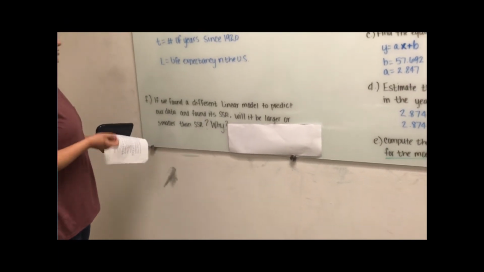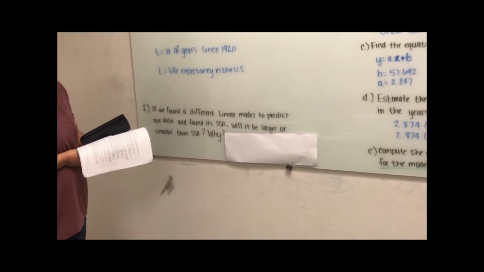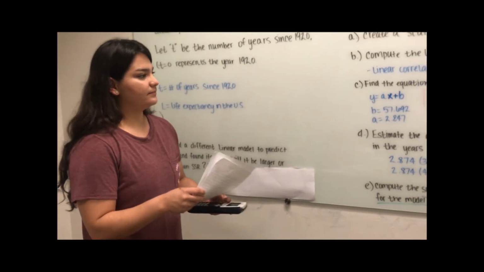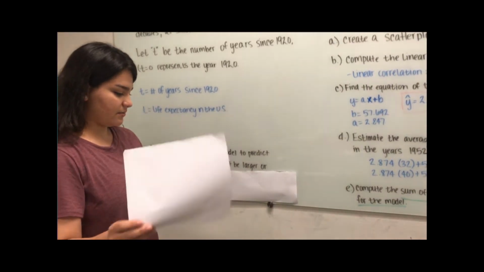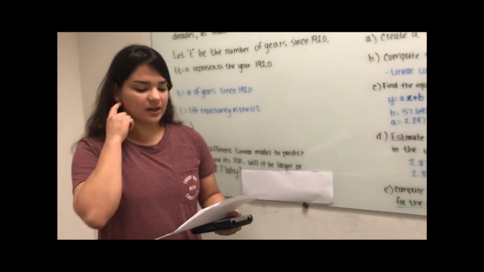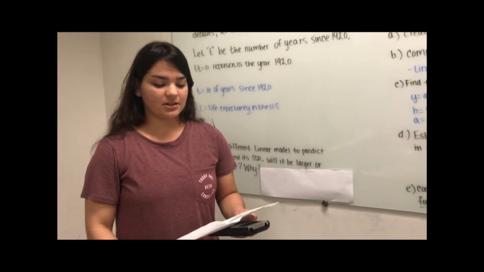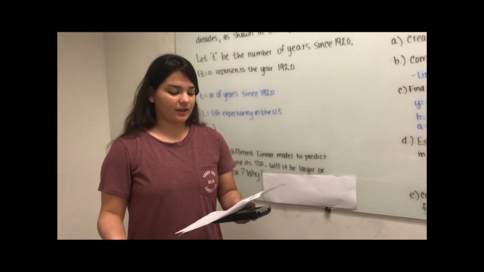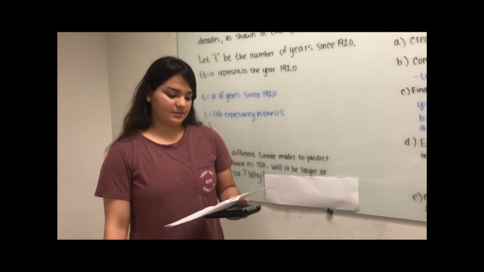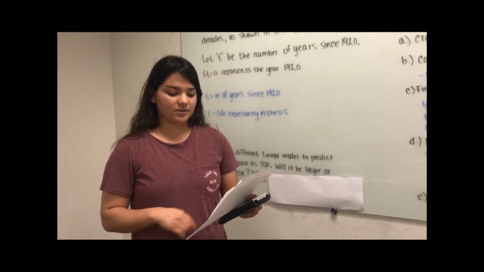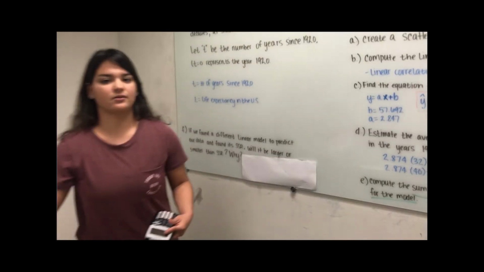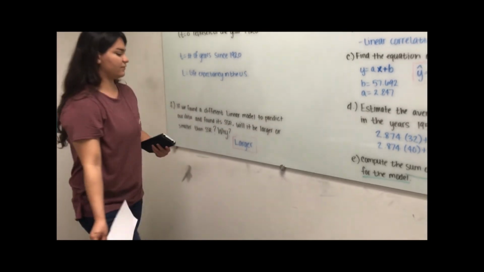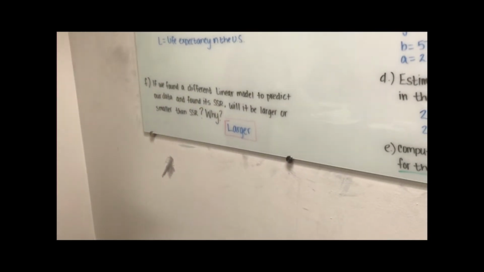F asked if we found a different linear model to predict our data and found its sum of squared residuals, would it be larger or smaller than the sum of squared residuals, and why? Our regression line is a straight line that describes how a response variable y changes as an explanatory variable x changes. The model is used to predict the value of y for a given x. No line will pass through all data points unless the relation is perfect. So if we had a different linear model, its sum of squared residuals would be larger.